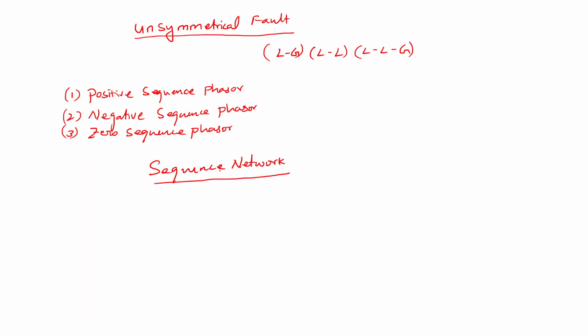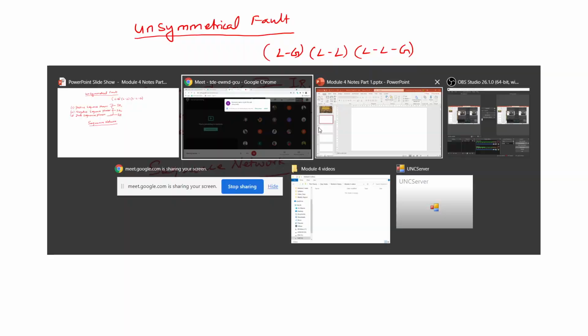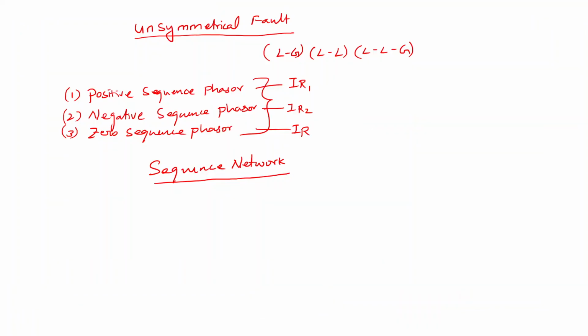So what is this sequence network? We have these three phasors, and for these three phasors we have different currents also. For example, if you take R phase, IR1, IR2, and what is the number for zero sequence for R phase? IR0, correct? So if these are all the currents, then the flow of current in the network for positive sequence, where will it go?